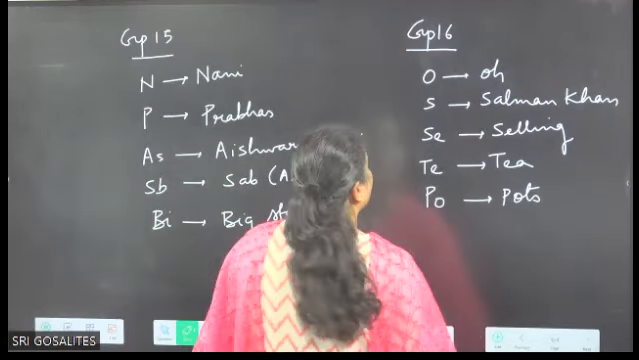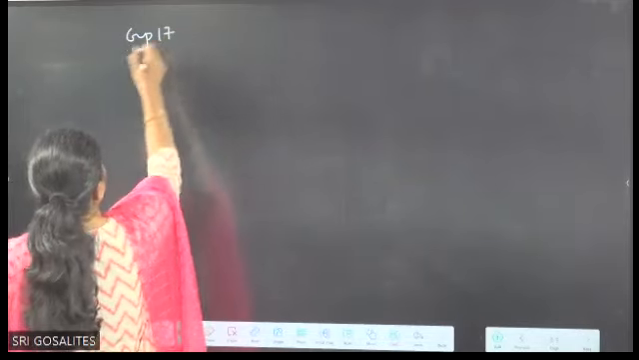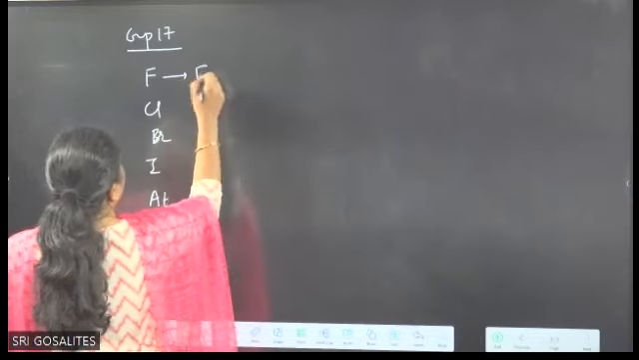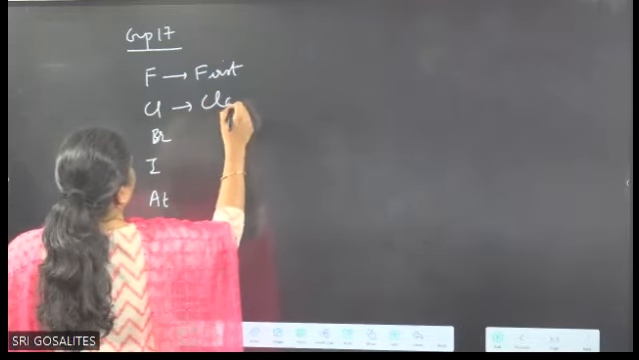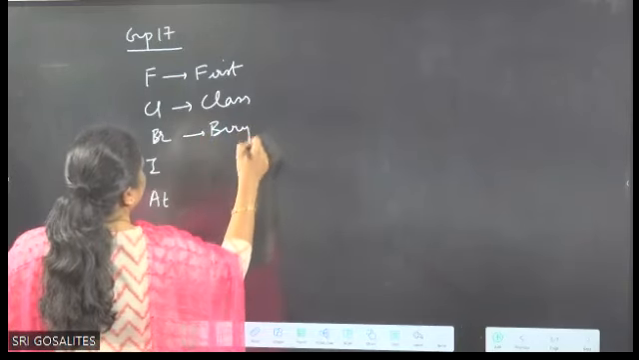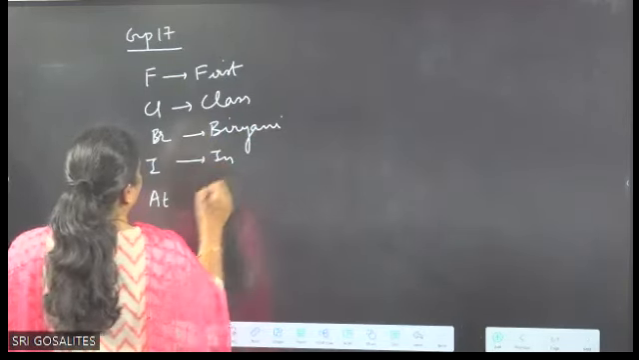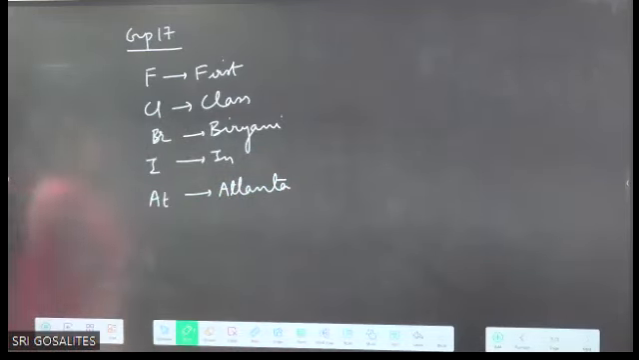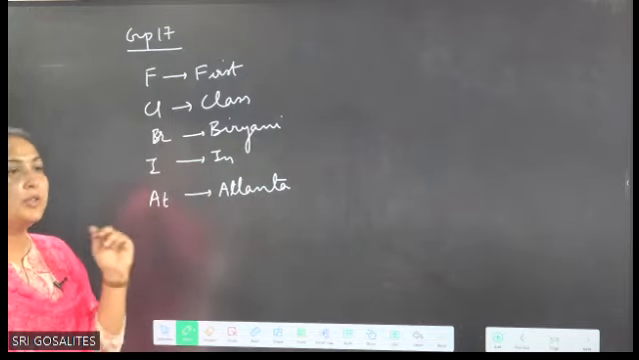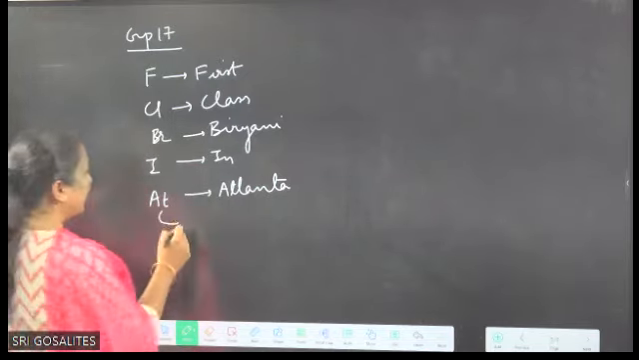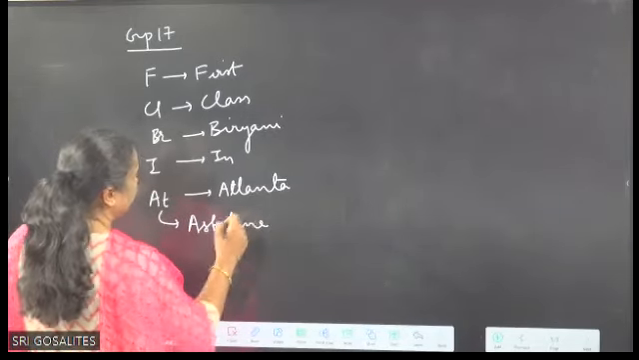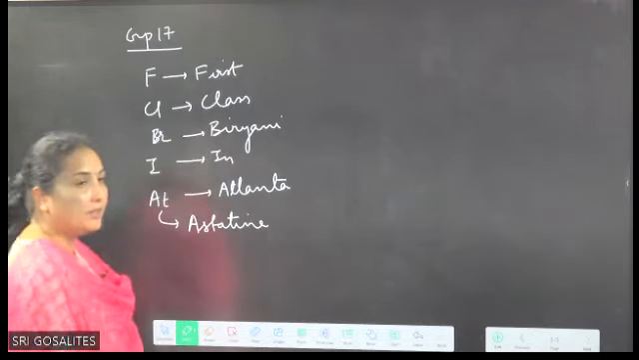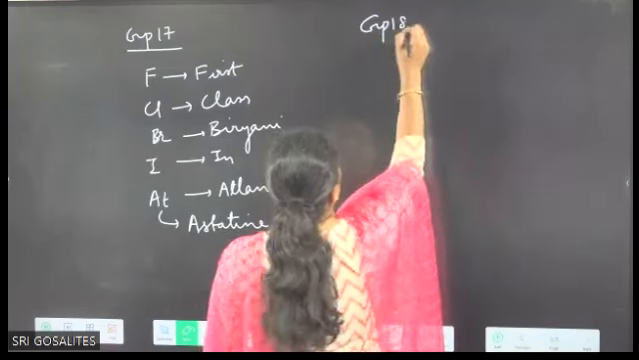Okay. Now, next is group 17. So this is first class biryani. All of you love biryani, right? In Atlanta. This is the name of one city in the US, right? So you are having fluorine, chlorine, bromine, iodine, and astatine, right? Fluorine, chlorine, bromine, iodine, and astatine. Group 17. Now, group 18.